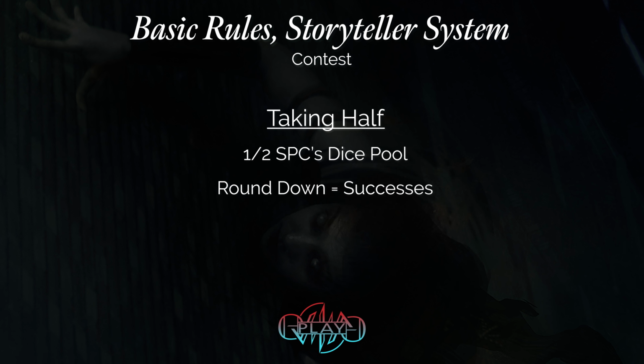At times, the storyteller may have the opposition take half. This is a method that speeds up conflict resolution. You take the die pool of the opposition, divide it in half rounding down, and that determines the SPC's number of successes. It's that simple. However, if your contest may cause damage, it becomes a conflict. And while it is handled in the same general way, it requires a bit more clarification.